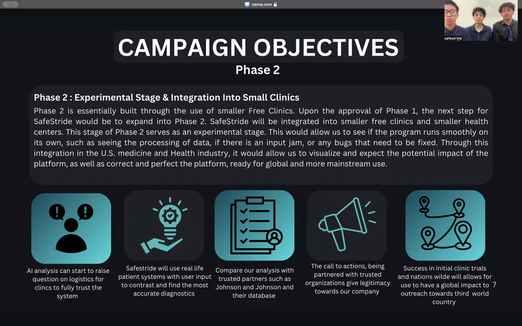As I mentioned about Phase 2, as we expand towards the free clinics, this raises the question that some clinics may not fully trust AI diagnostics. But SafeStride will use real-life patient systems with user inputs to contrast the most and give the most accurate diagnostic. It similarly uses how Apple and Google Maps find the best route for your path. It uses millions of data inputs from databases from Northwestern and Johnson & Johnson to find the best diagnoses possible.